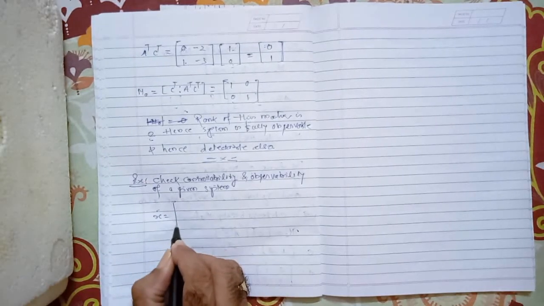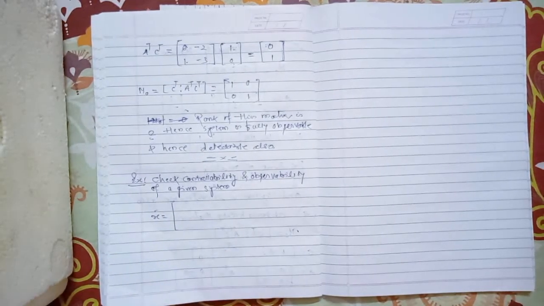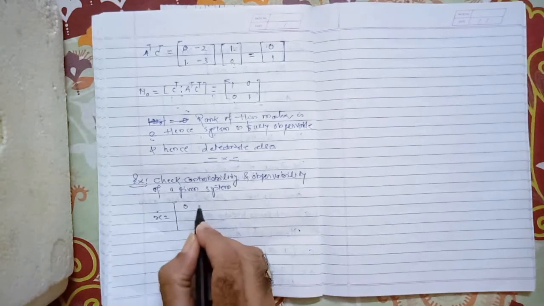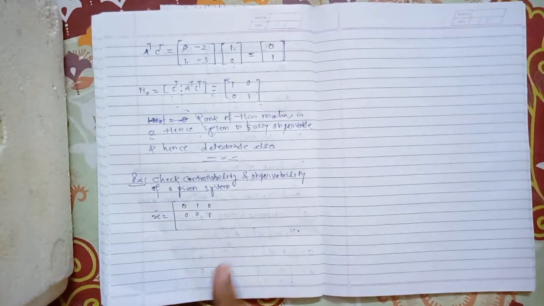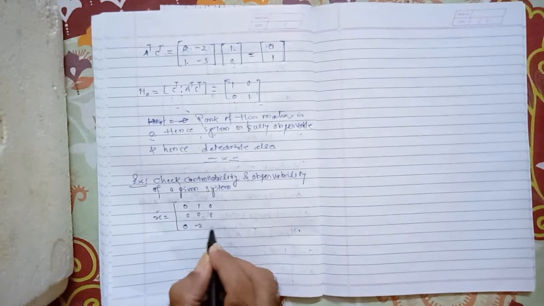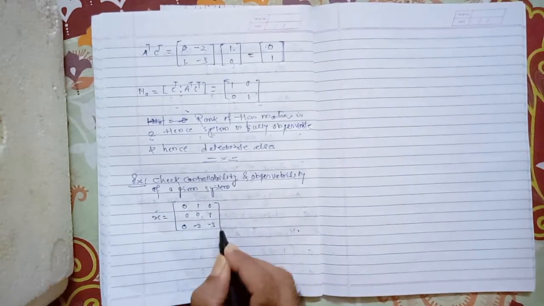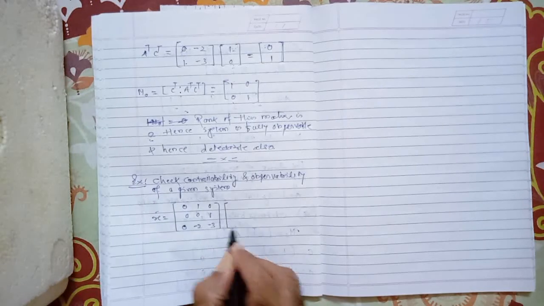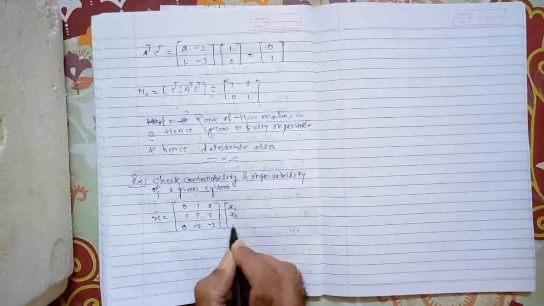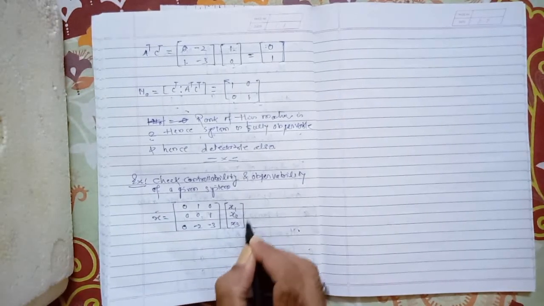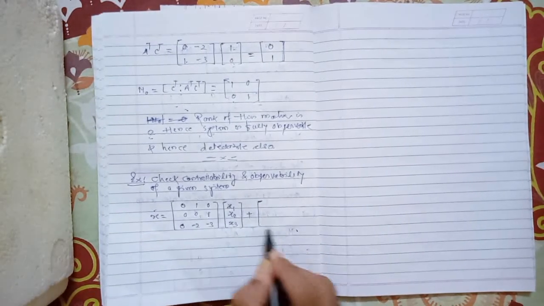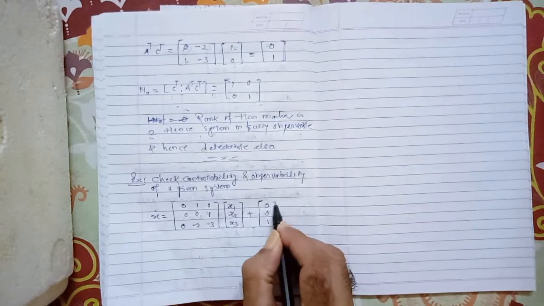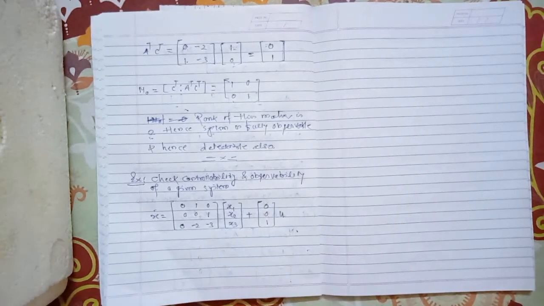x dot is equal to [0 1 0; 0 0 1; 0 -2 -3] multiplied by [x1 x2 x3], plus [0 0 1] multiplied by u.